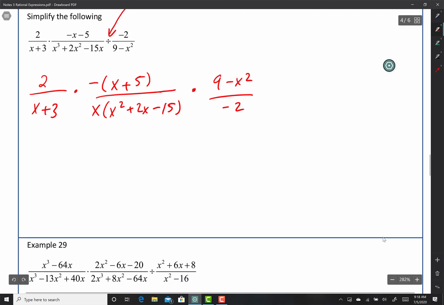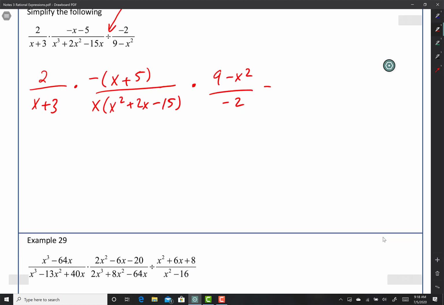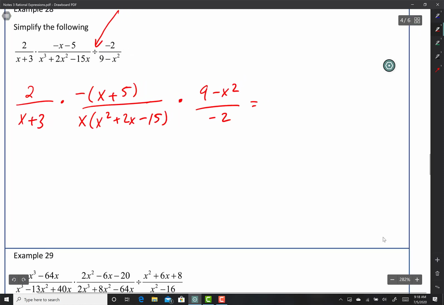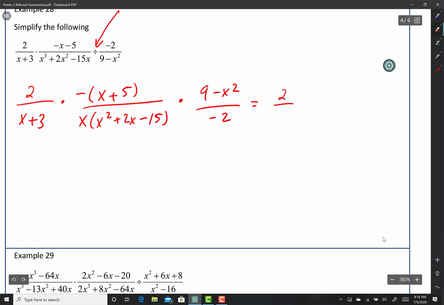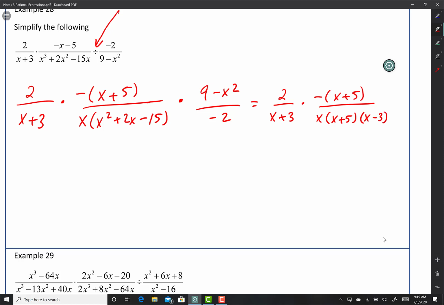All right. Let's see if we can continue and work some stuff out here. So I'm going to write 2 over x plus 3, nothing there. Dot, negative in the front, x plus 5 over, in the bottom, I'm going to write x, and I'm going to write, let's see, two numbers that multiply to give you 15, but the difference is 2. Well, 5 and 3, right? So I'm going to write x plus 5, x minus 3. 5 times 3 is 15, and the difference between 5 and 3 is 2.